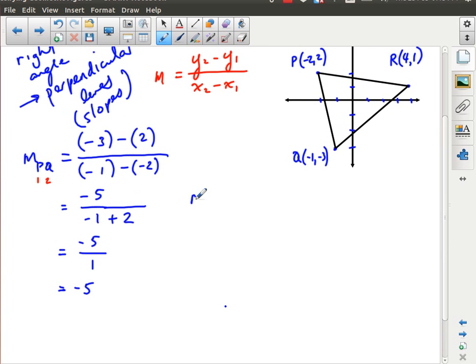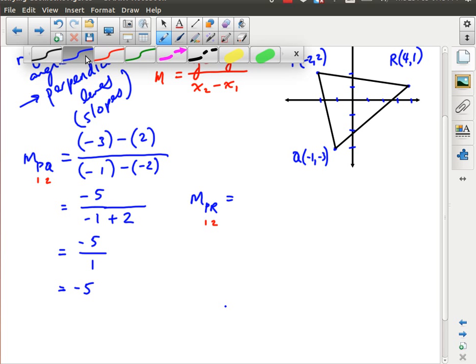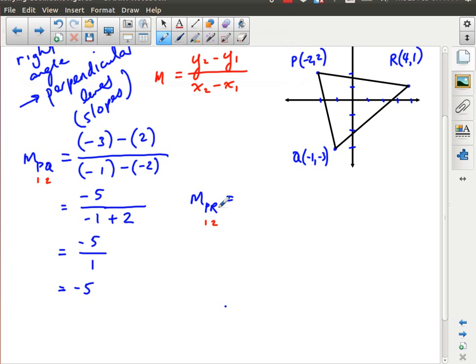Now that was PQ, let's do PR. y2 minus y1, in this case R is going to be my 2, P is going to be my 1. You could do it the other way around, that's up to you, it will work out. So the y coordinate of R is 1 minus the y coordinate of P, which is 2. The x coordinate of R, which is 4, minus the x coordinate of P, which is -2. Notice I've got a negative of a negative here. I'm going to do this a little more quickly this time. 1 minus 2 is, I'm going to go straight to -1. And 4 minus -2 is the same as 4 plus 2, which is equal to 6.